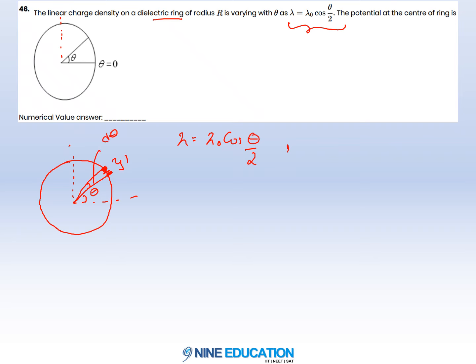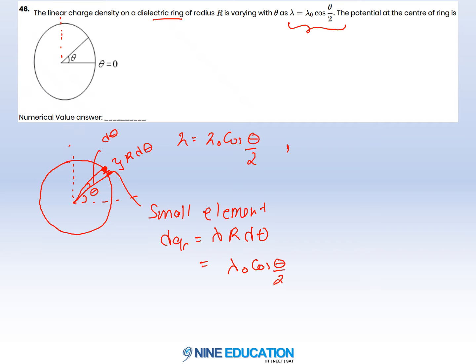So this arc length becomes r d theta. So dq is a small element, which is dq becomes lambda r d theta, and lambda is given how much? Lambda naught cos theta by 2, d theta. So what is dV? Small potential at center due to this element is k dq by r. V is integration of k dq by r from 0 to 2 pi.